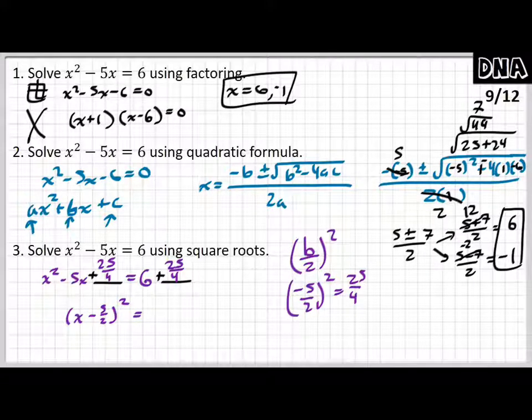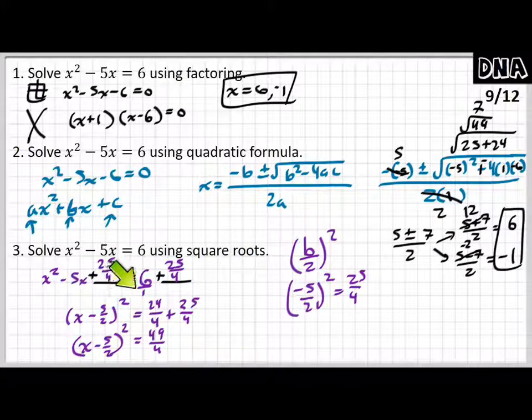That equals 6 plus 25 over 4. 6 with the denominator of 4. What is 6 with the denominator of 4? If I put a 4 on the bottom, the top would be 24. And so I'm going to get 49 over 4 equals x minus 5 over 2 squared. Now, if I lost you with the completing the square, don't worry. We're going to go slower with that later.